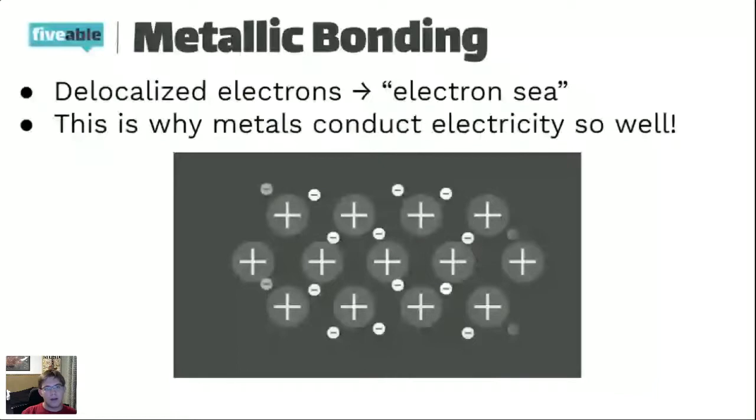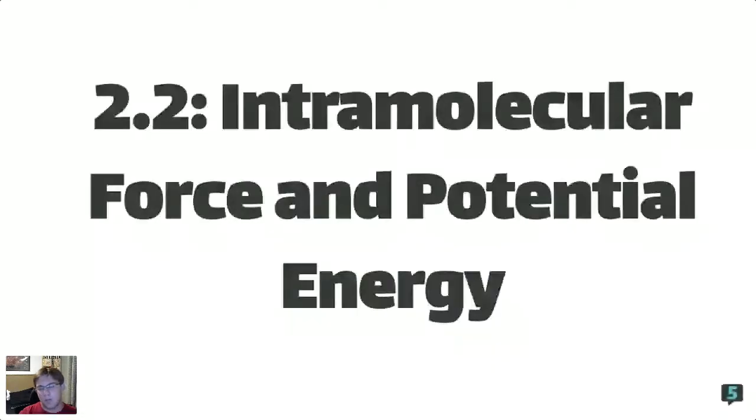All right. So the next topic that's covered in Unit 2 is intermolecular force and potential energy. We've just gone over three major types of chemical bonds. So now we're going to talk about why these bonds happen in the first place and what forces within the molecule and within the atom cause this to happen. And the main force behind bonding is potential energy.